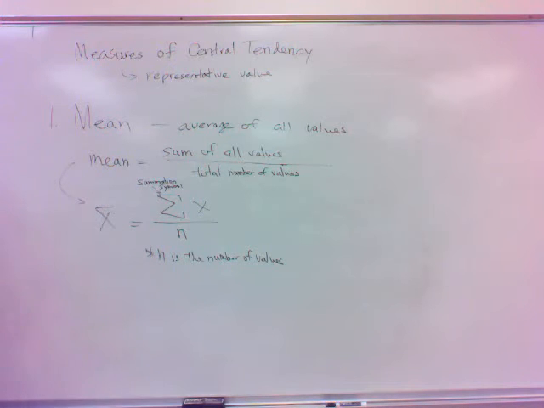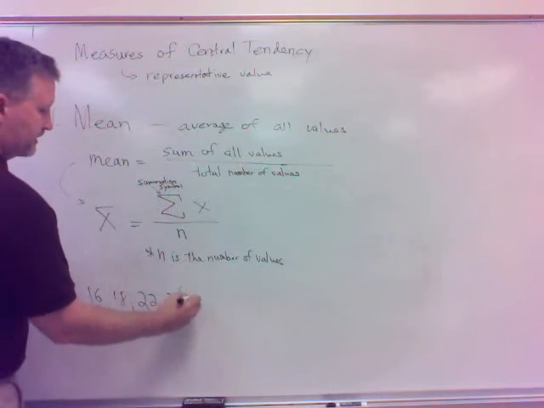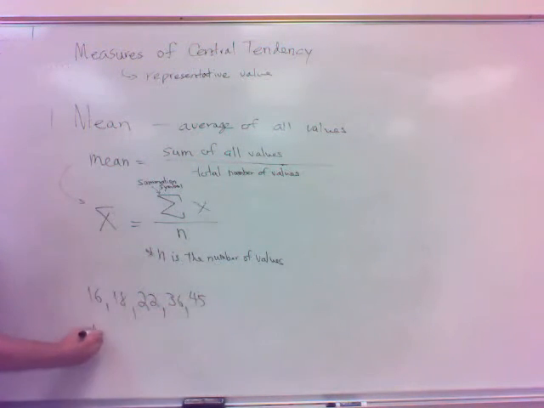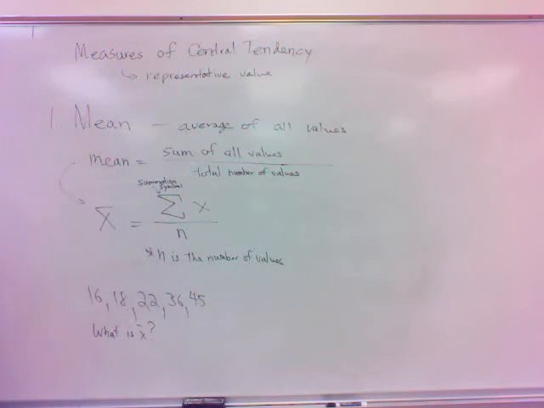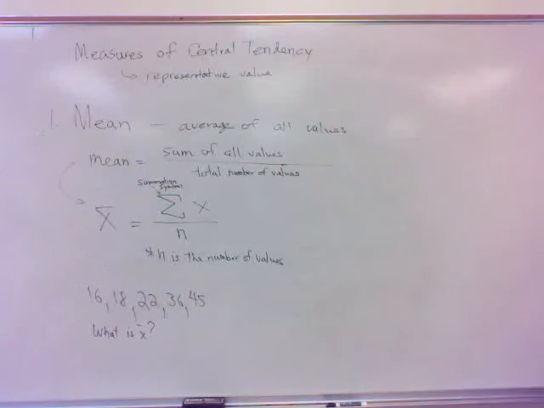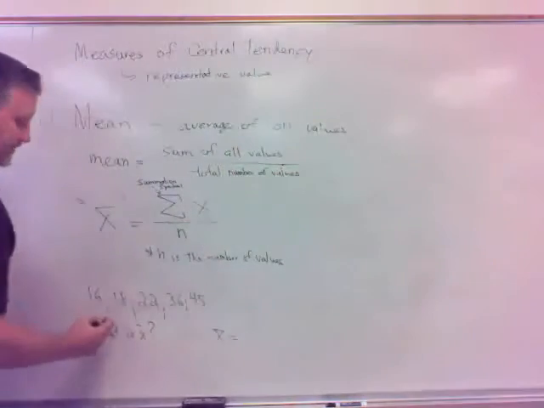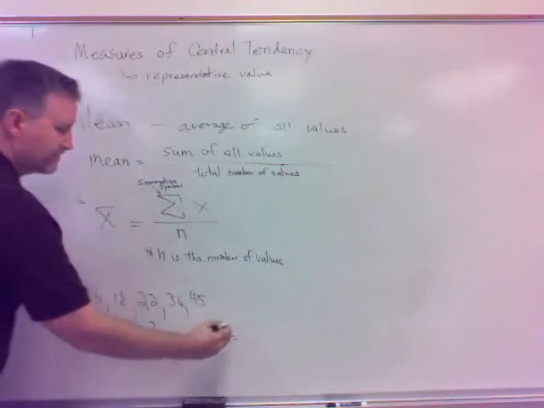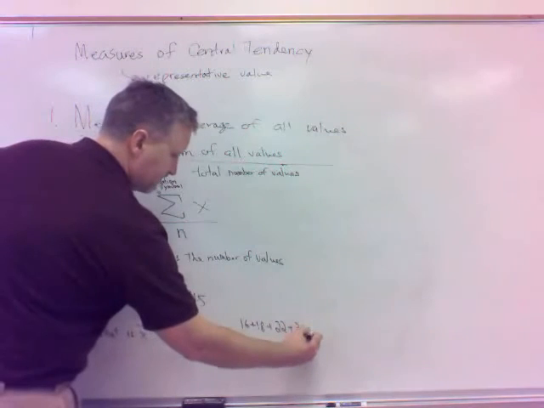Okay? So let's say I had 16, 18, 22, 36, and 45. What is X bar there? What's X bar for that? 16, 18, 22, 36, and 45. How would I find it? Well, X bar is the mean, the average. So what would I do? I would take the sum of all those values, add up 16, 18, 22, 36, and 45, right?